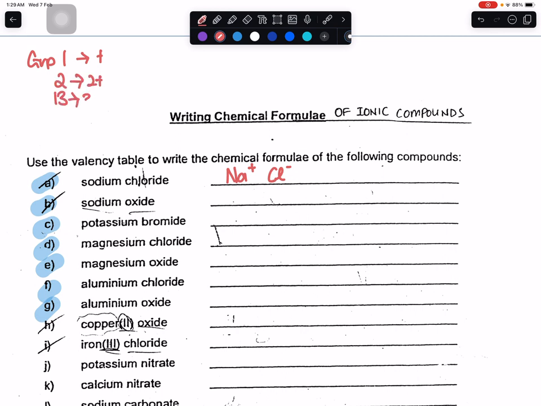Group 13 will be 3 plus. Group 15 will be 3 minus. Group 16 will be 2 minus, and Group 17 will be a minus charge. Any element that you find in this group will follow this charge.